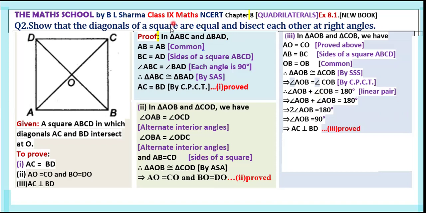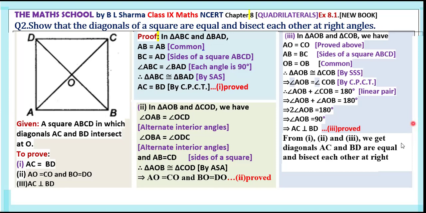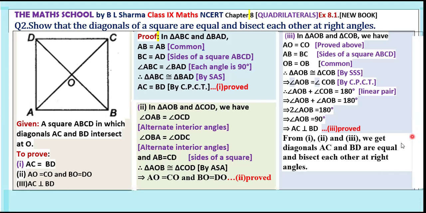There are three parts in this question. Diagonals are equal, diagonals bisect each other, diagonals bisect each other at 90 degrees. So combining all these three, from first, second, and third, we get diagonals AC and BD are equal and bisect each other at a right angle. Hence proved.